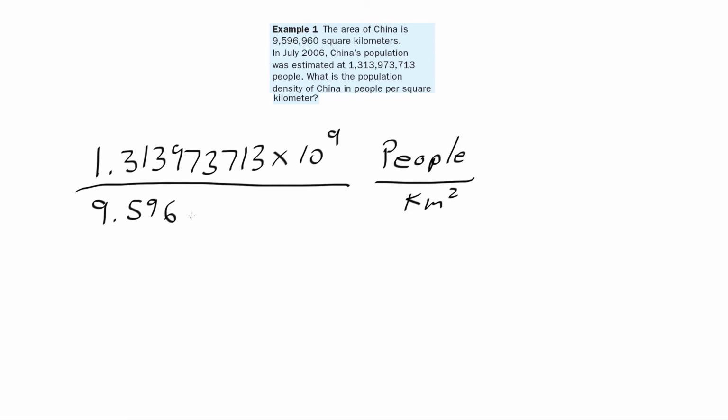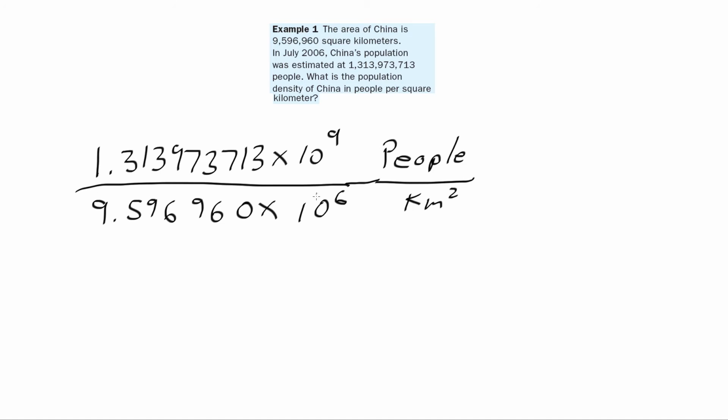9,596,960, and again it's times 10 to some power. How far did I move it? 1, 2, 3, 4, 5, 6 places. Now where this is useful to us is the base 10 for these powers are the same base. They're raised to a power.